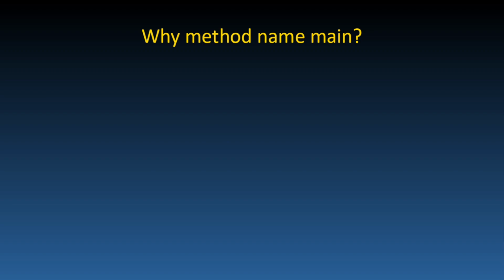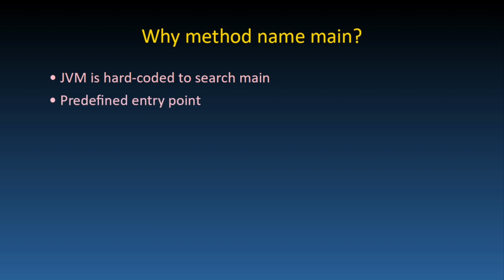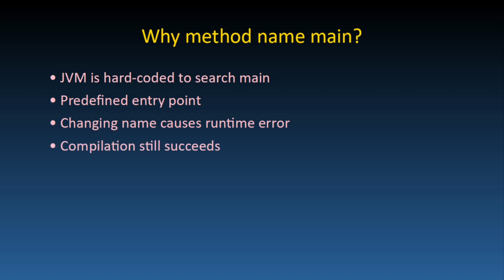You might think, why is the name only main? It's because the JVM is hard coded to look for this name. But if you change the main method name, the program will compile but it will not run. So the main method is the predefined entry point for the JVM.